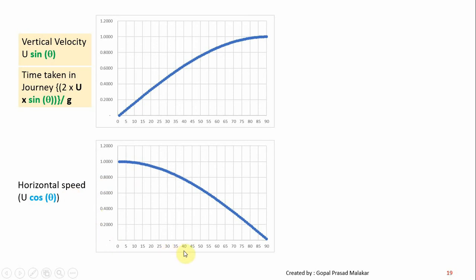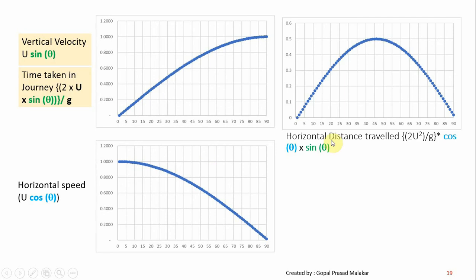More the angle, lesser the horizontal component; more the angle, more the vertical component, and more the travel time. But these two compensate each other. And that's why if you look at the horizontal distance covered, cos theta into sine theta, it actually shows a graph like this, which is maximum at 45. Whatever is at 40 is same as 50. Whatever is at 35 is same as 55.